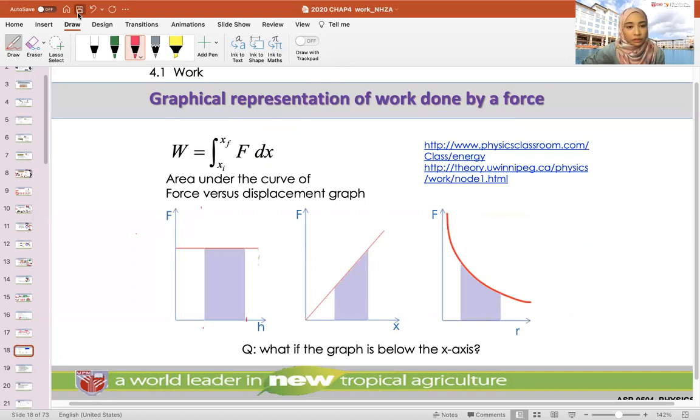Okay, so the graphical representation of work done by a force is given as the following. So this is when you have a constant force. The force does not change. Walaupun height dia increase, this is height, value dia tetap sama, which is 5 Newton, let's say. But in this case, we have seen this happen, F equals to kx, where when x increases, our F also increases. So this is the graph. And then we also have this type of graph, but I don't know what the equation is.